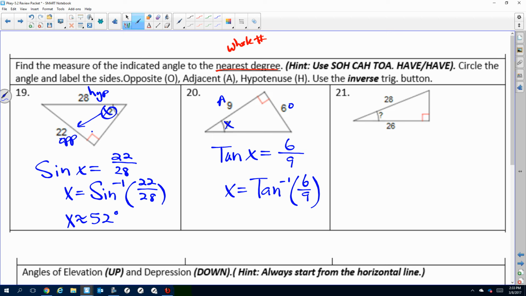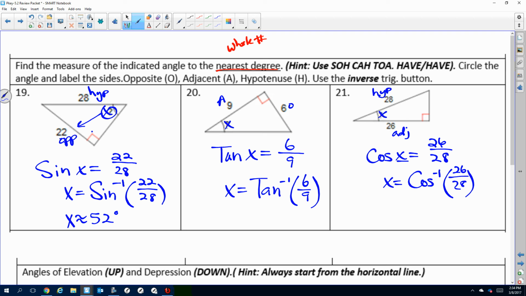So our last one, make sure you're setting up correctly. This one is adjacent and hypotenuse. So here we have the cosine of x equals 26 over 28. So to find the x, which is your angle, we do the cosine inverse. Then put it in the calculator and get our answer.